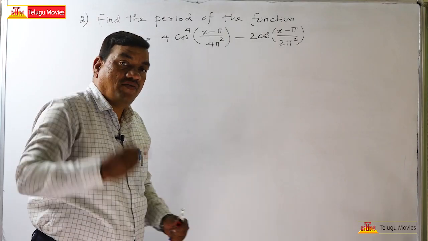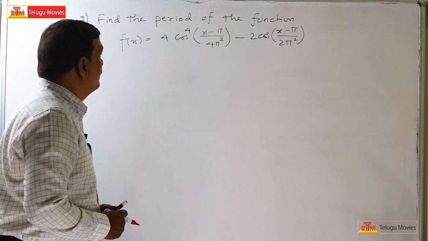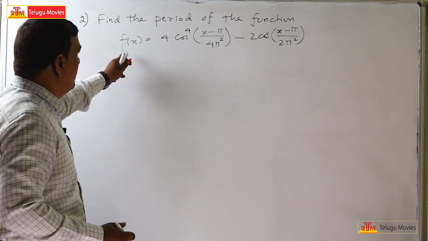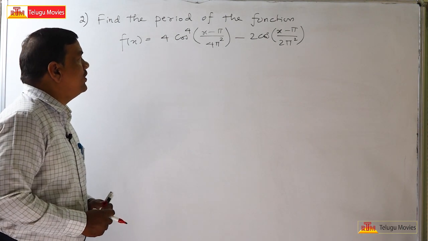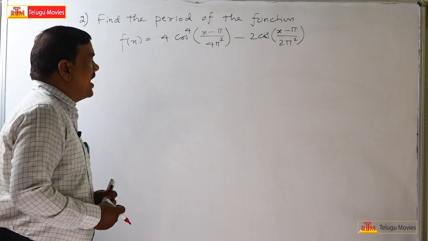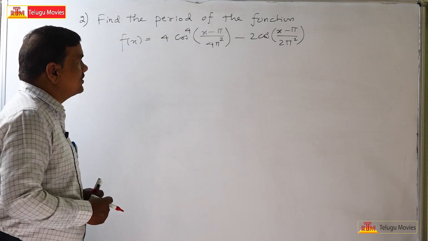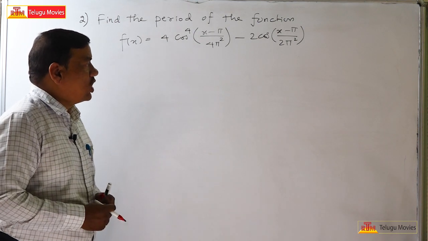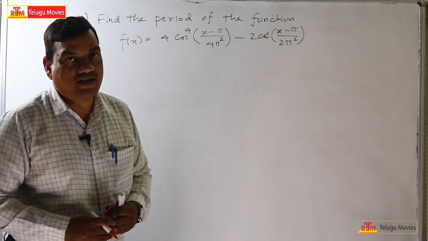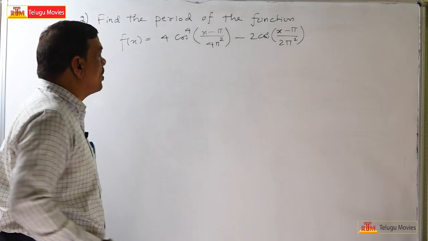Hi students. Welcome to this second problem. Find the period of the function f of x is equal to 4 into cos to the power of 4 of (x minus pi) upon 4 pi squared, minus 2 times cos of (x minus pi by 2) upon pi squared. Okay now, right. How to do this problem?